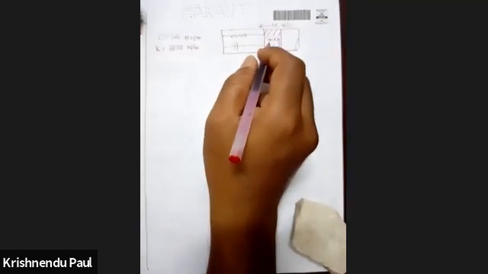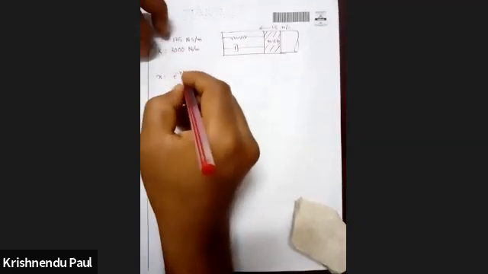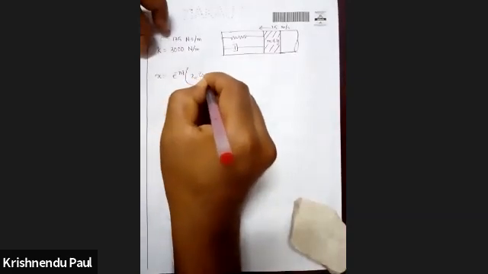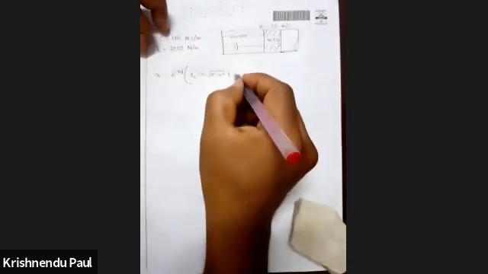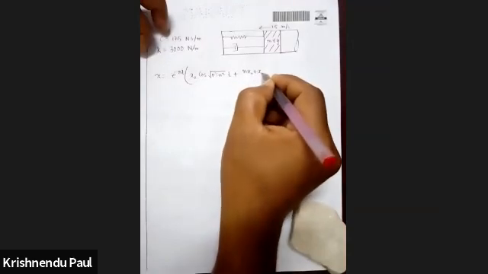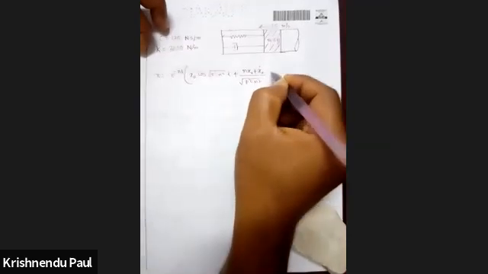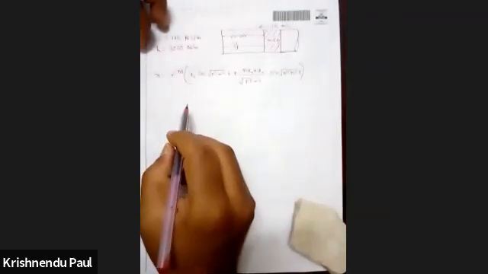So for free damped vibration, you know the equation of motion: x equals e to the power minus nt, times x0 cos of square root of p squared minus n squared t, plus (n x0 plus x0 dot) by square root of p squared minus n squared, times sine of square root of p squared minus n squared t.